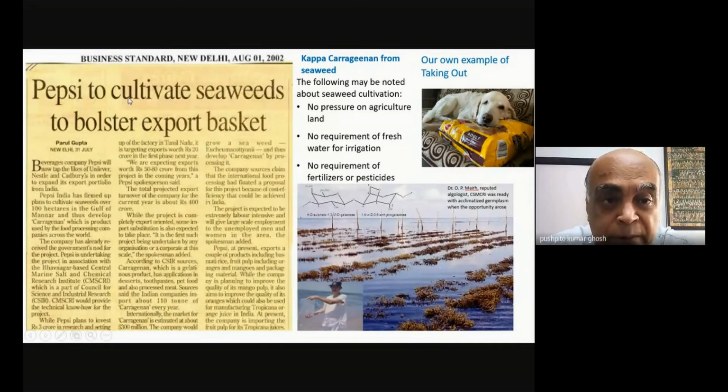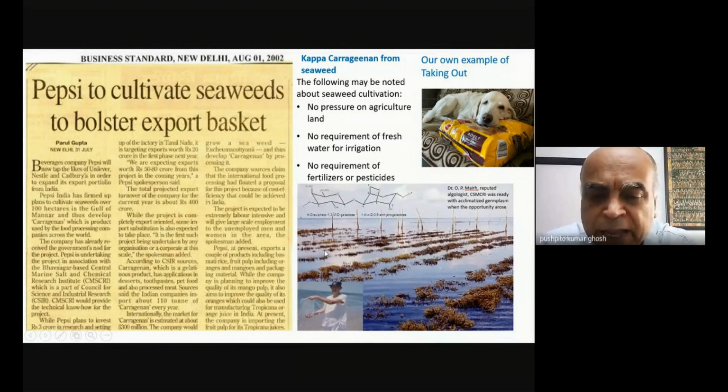You can see Pepsi to cultivate seaweeds to bolster export basket. 2002. We could grow this over hectares of water. So that was great. And we were very excited because there was no pressure on agriculture land. It doesn't require fresh water for irrigation. It's all seawater. And also, we did not require any fertilizers or pesticides. What better for agriculture if you can dispense with all of this?